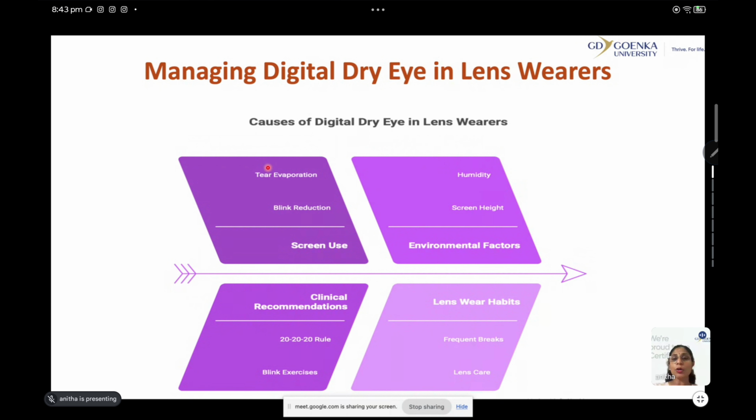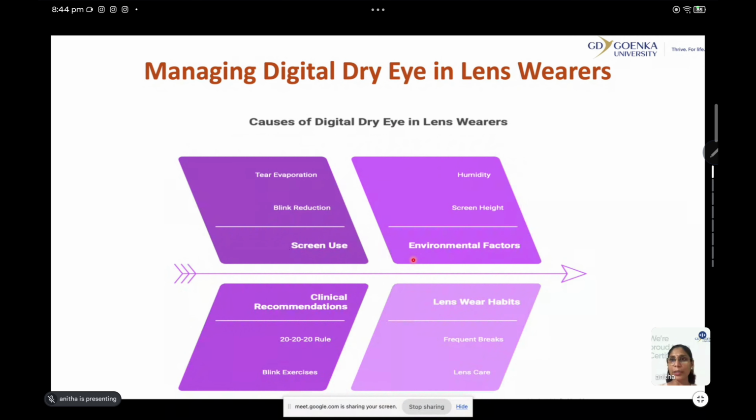So what are the causes of digital dry eye in lens wearers? Because of quick evaporation, there is a reduction in blink rate because of increased screen usage. Environmental factors, they usually end up working in dry environments where the humidity level is low. So you can recommend desktop humidifiers which are readily available on Amazon. Then adjustment of the screen height, ergonomics, you need to look at, ask them where have they placed the screen, how high it is or how low it is.